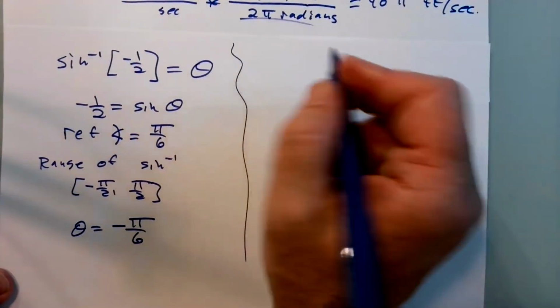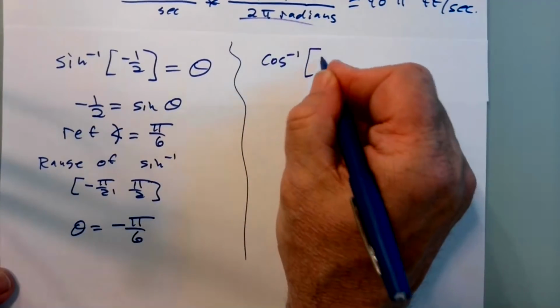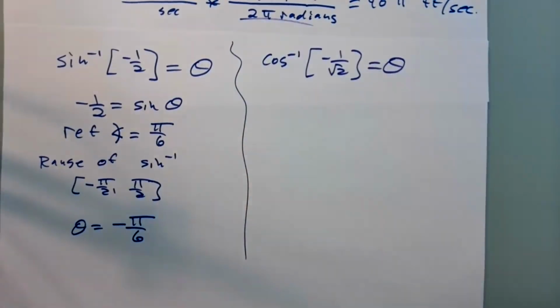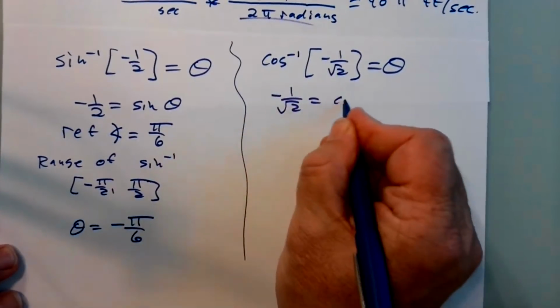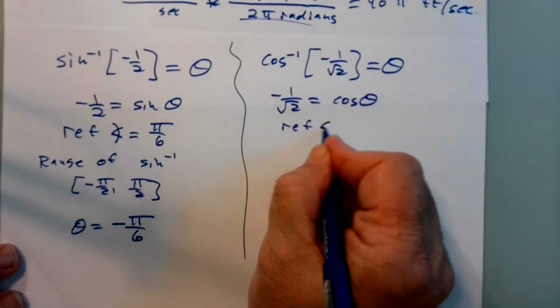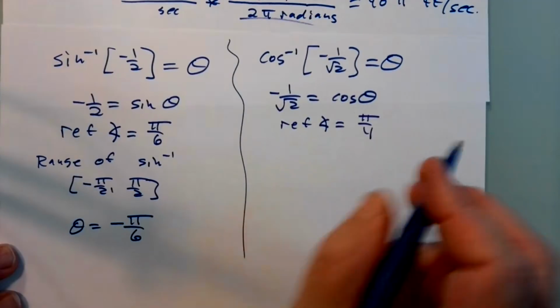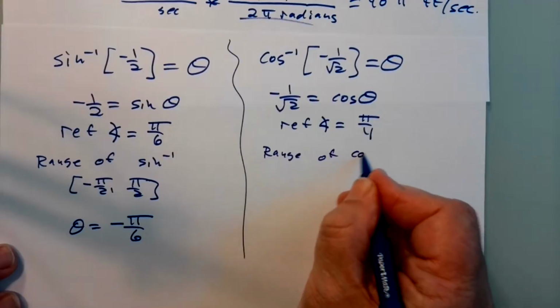different. So the next question I have for you is the inverse cosine of -1/√2 is going to equal theta. Again, I always like to write equals theta in to help me make sense of this. So -1/√2 is cosine theta. Reference angle will be pi/4. But what is the range of inverse cosine? That's what we need to think about.